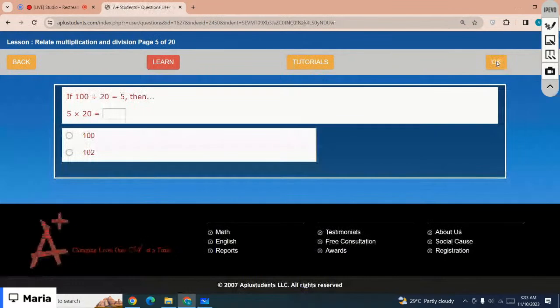Okay, if 100 divided by 20 equals 5, then 5 times 20 equals, very good, 5 times 20 equals 100. The correct option is 100.